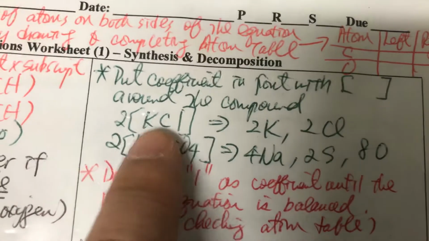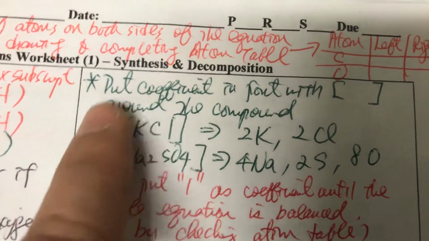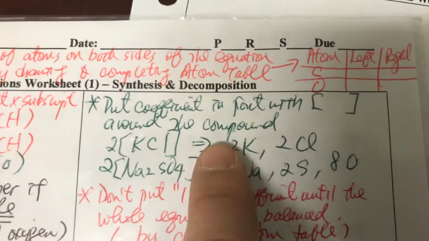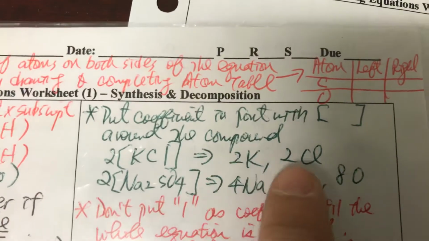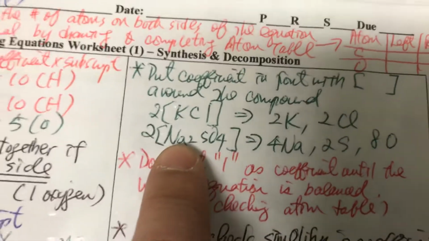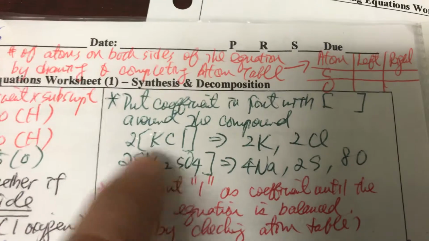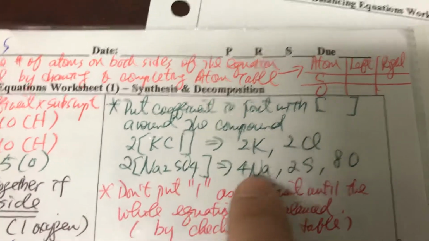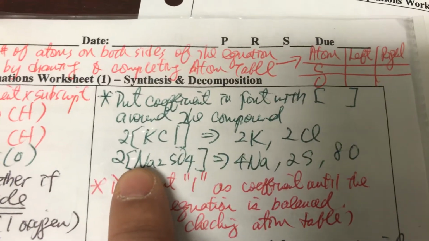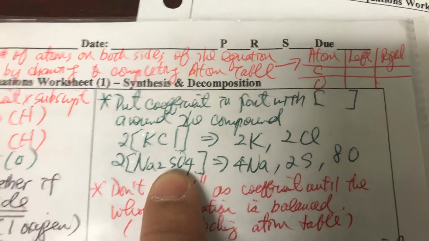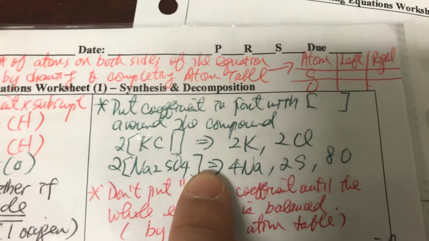So for example, if you say KCl, you have 2 of them, you have to put a bracket in front and say you have 2 KCl, so that would be 2K and 2Cl. If you have Na2SO4, and you say you have 2 of them, you have to put 2 and a bracket, so then you will calculate you have 4Na, 2S, and then 8O.